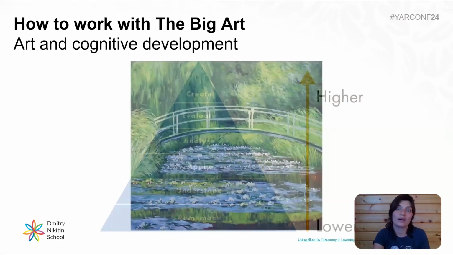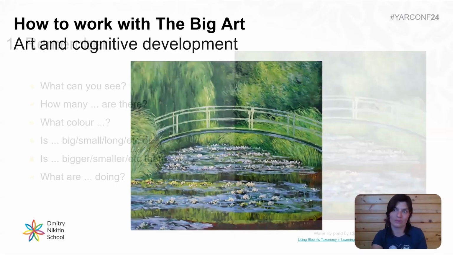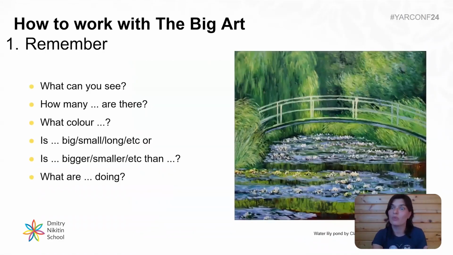So we are going to discuss with you a painting by Claude Monet, which is called Water Lily Pond. And I'm going to be a bit slow here because I want to give you some time to experience it yourself. So how your perception of this painting will change throughout all the stages. At first, the first stage is just remember, or sometimes it's called knowledge. And that's the moment when we just see what we see.